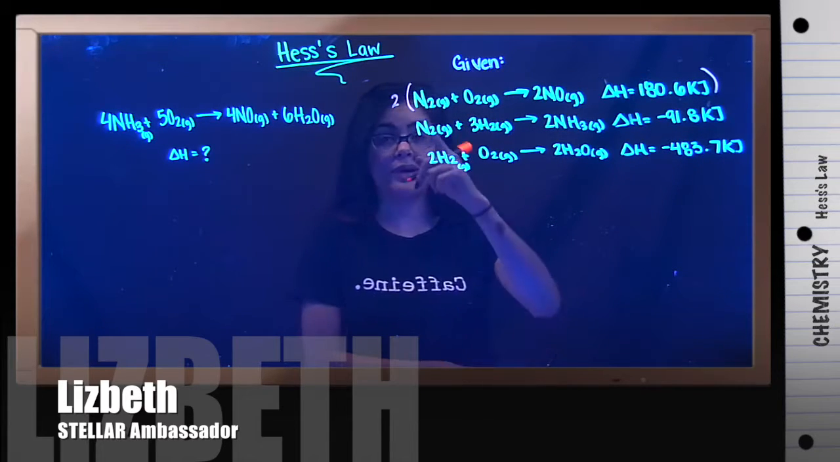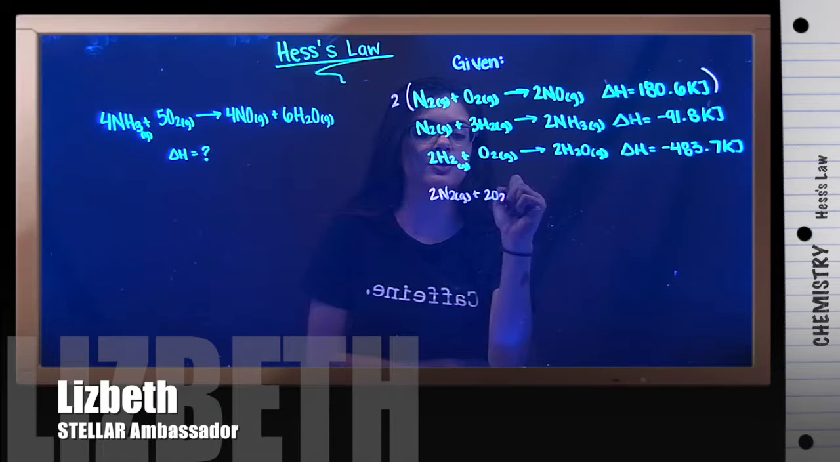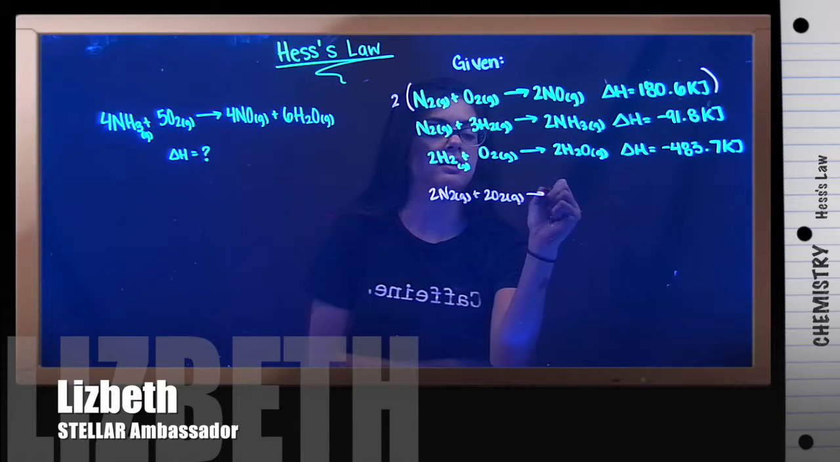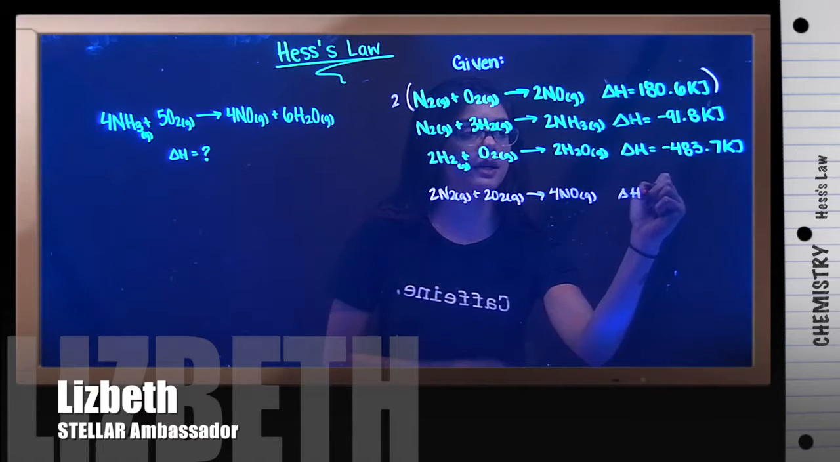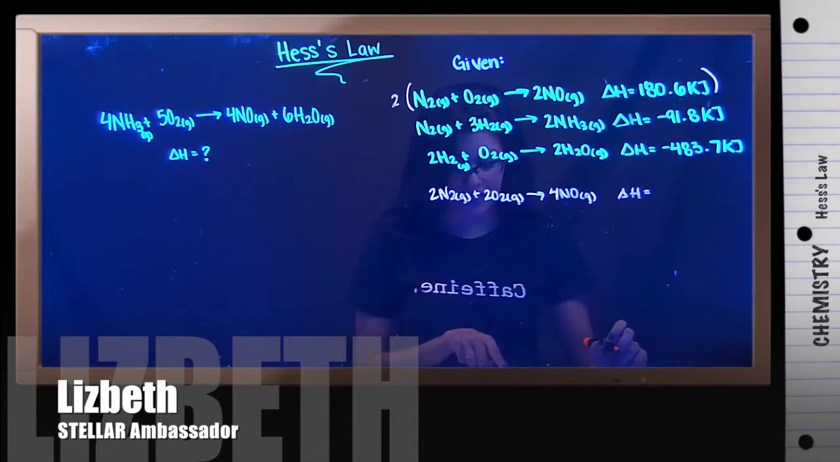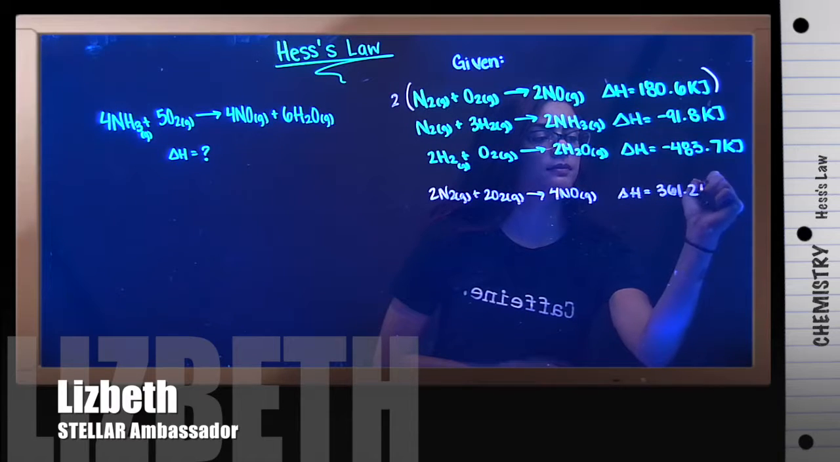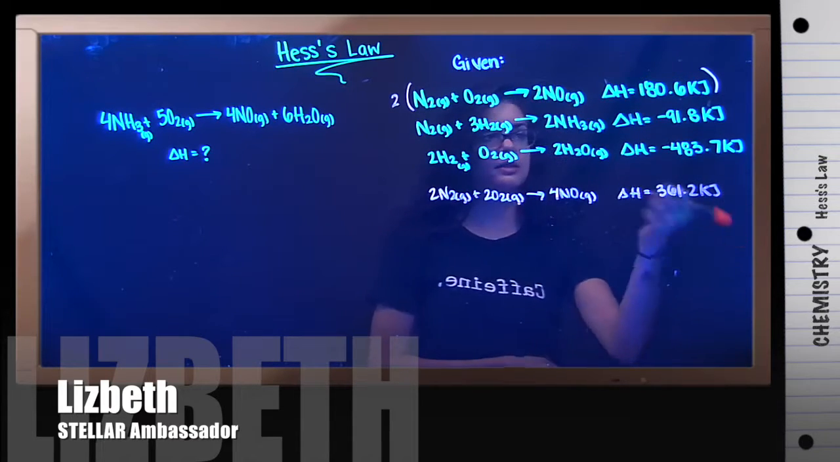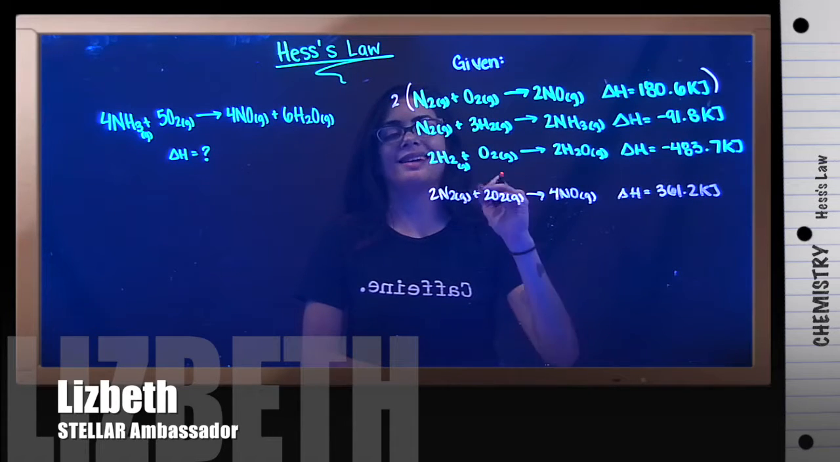So that means that the new equation for this one is going to be 2N2 gas plus 2O2 gas yields 4NO gas. And then you also are going to multiply the delta H by 2. So it's going to be 180.6 times 2, which I calculated to be 361.2 kilojoules. The units are going to stay the same. So we dealt with that one. Now let's look at the next equation.